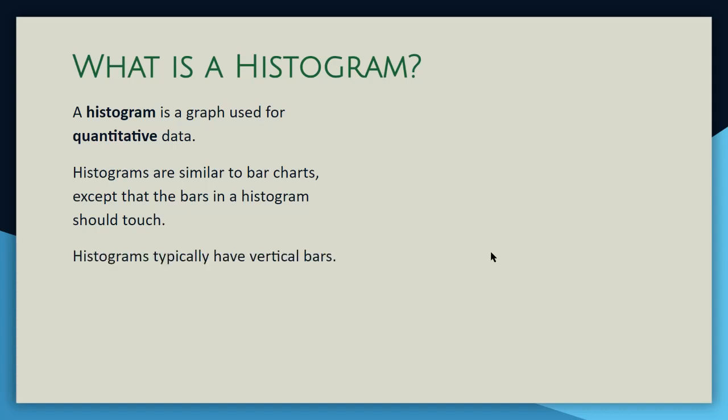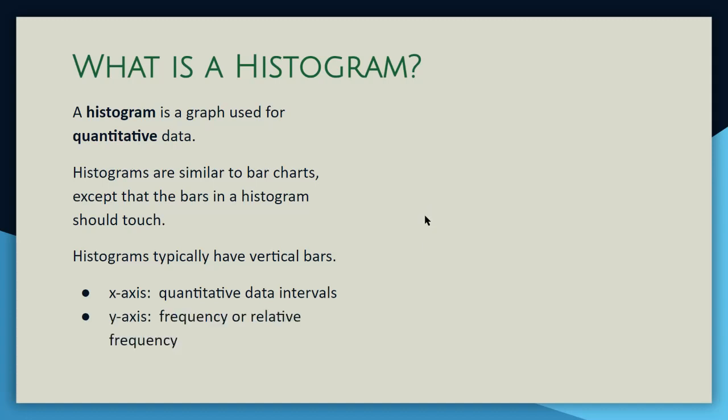Histograms typically have vertical bars, which again is different from a bar chart where we could make our graphs vertical or horizontal. In this case, the x-axis is going to be the quantitative data intervals. So histograms are for grouped data, and the y-axis will be the frequency or the relative frequency.